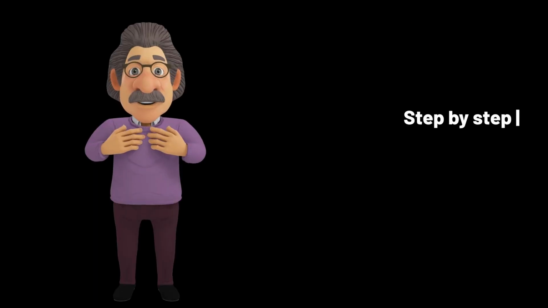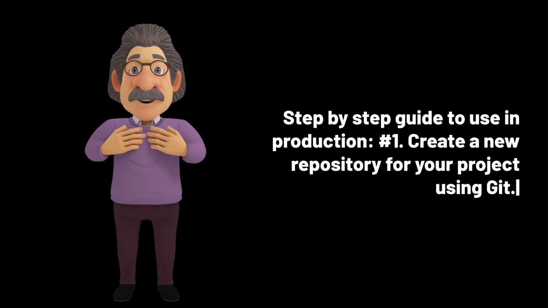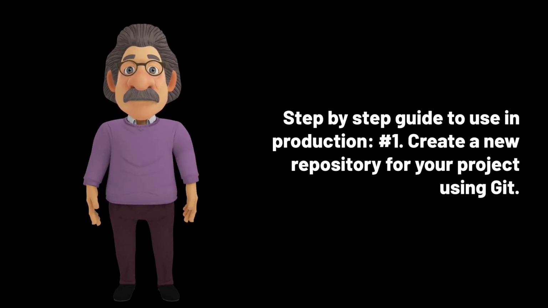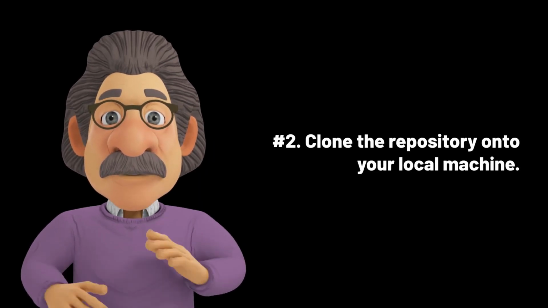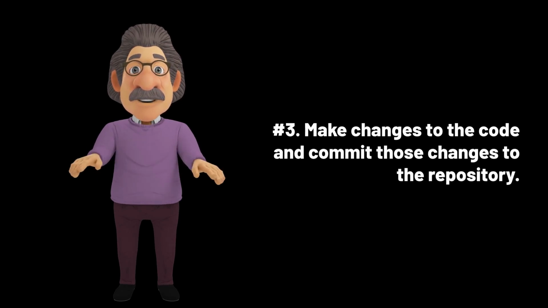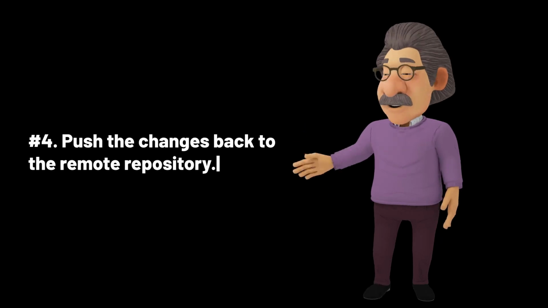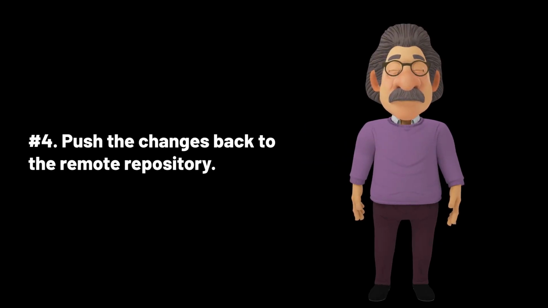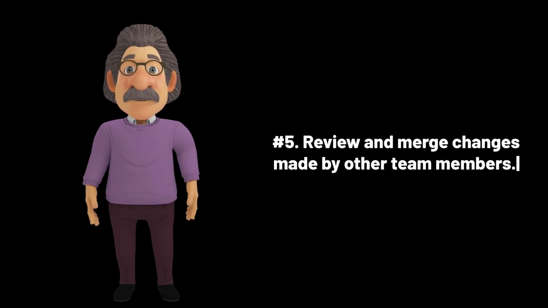Step-by-step guide to use Git in production. Number 1. Create a new repository for your project using Git. Number 2. Clone the repository onto your local machine. Number 3. Make changes to the code and commit those changes to the repository. Number 4. Push the changes back to the remote repository. Number 5. Review and merge changes made by other team members.